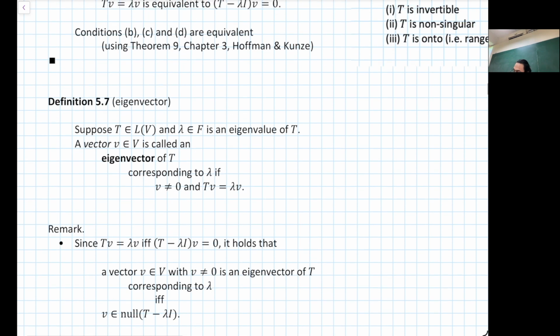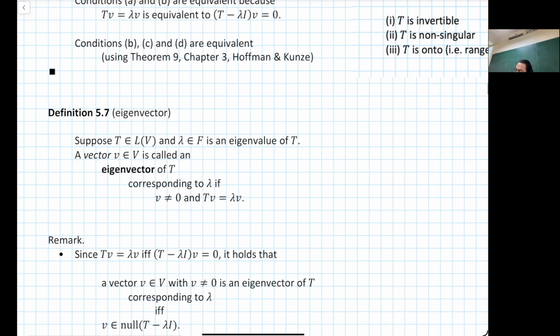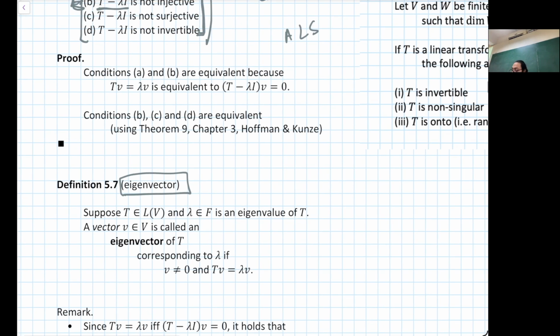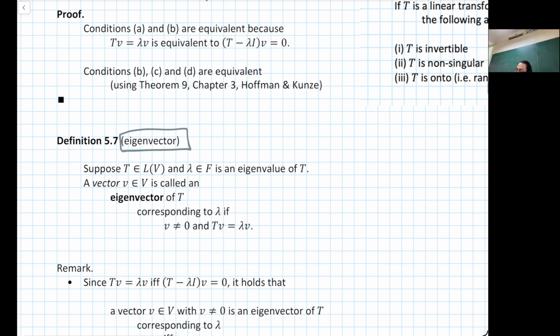All right, so definition 5.7 is eigenvectors. We already defined eigenvalues. Also, I should maybe mention, eigen is a German word. It means characteristic or one's own, something like this. So it's basically saying it's some important property of the linear operator. That value is somehow the operator's own value. So, eigenvalue, eigenvector.